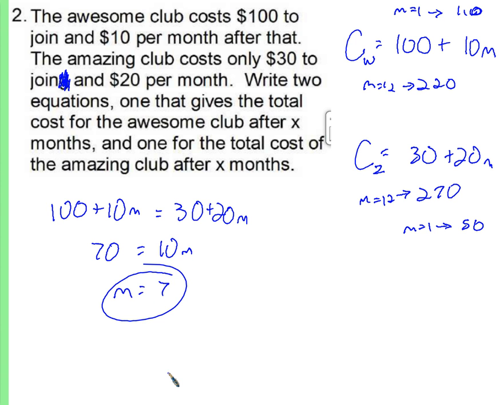What does that mean? M is 7. At 7 months, the cost will be equal. It doesn't matter if you're amazing or awesome cost-wise after 7 months. After 7 months, you should be? Awesome. Sweet. Before 7 months, you should be? Amazing. We do this, like I said, a lot. If we compare two services that are similar, that cost different amounts, do I want to be in this service for a long time? Well, it costs less per month, so eventually that's going to cost me less.